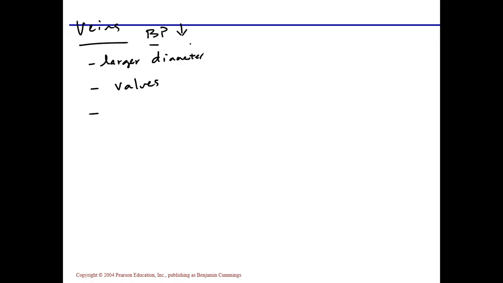So let's outline this. One was the larger diameter. Number two was valves. These are all in veins, by the way. And the idea is what factors help the venous return back to the heart. All right? Because remember, blood pressure is way too low. You're not going to make it if you don't have these features. Then you have the muscular pump.